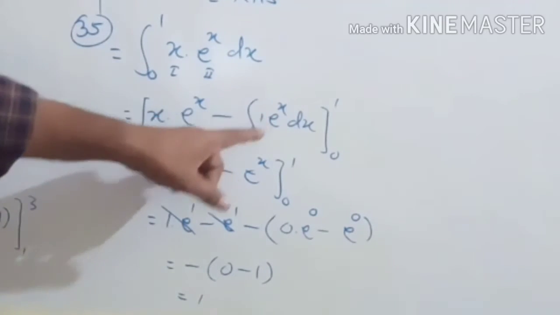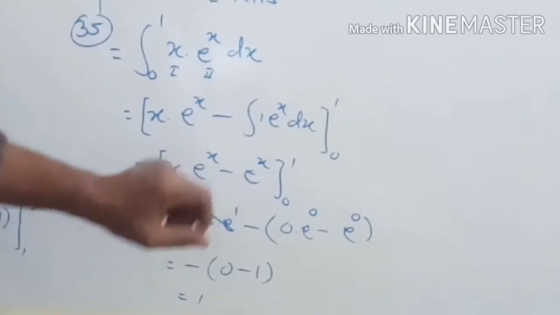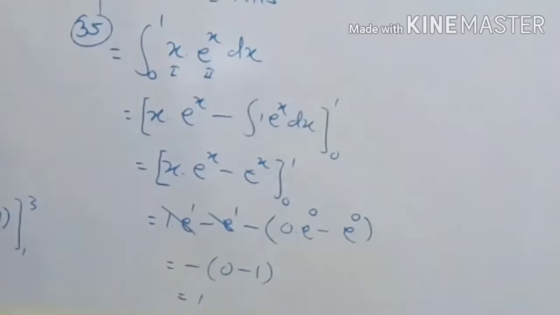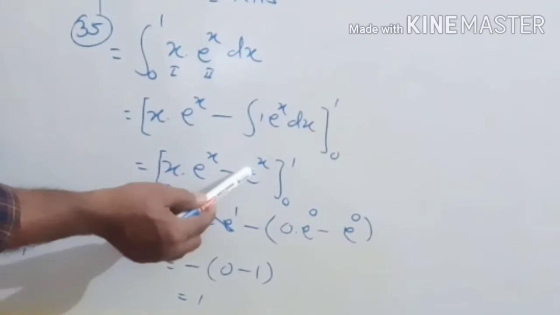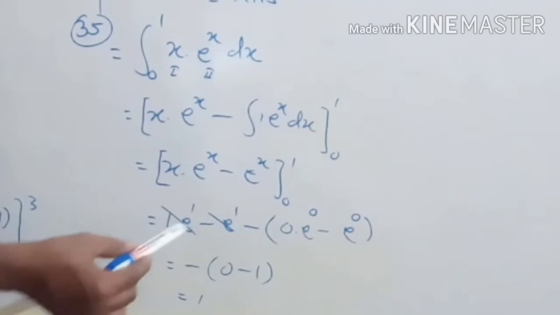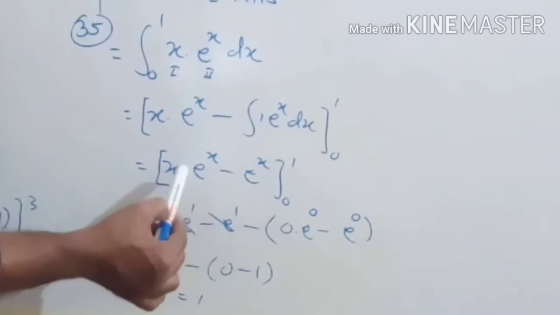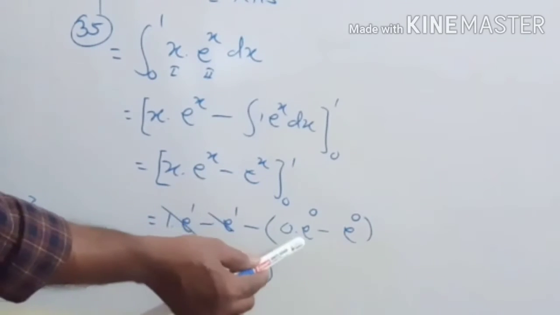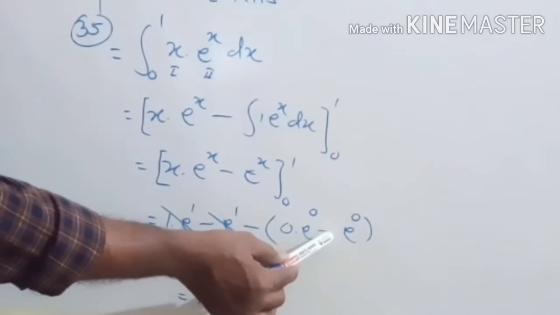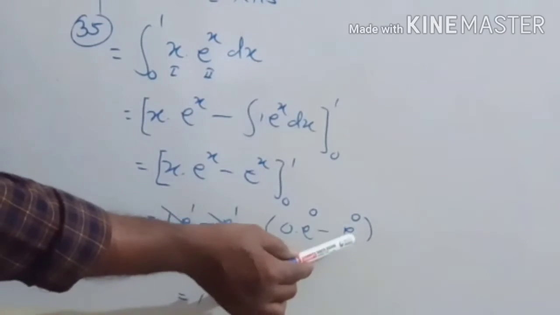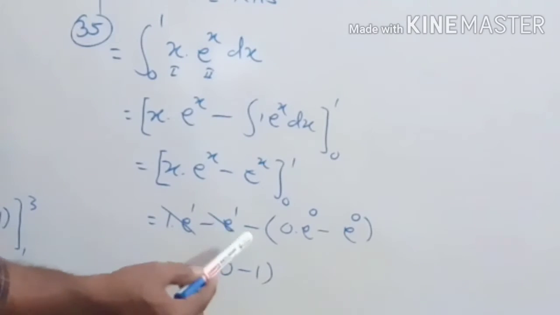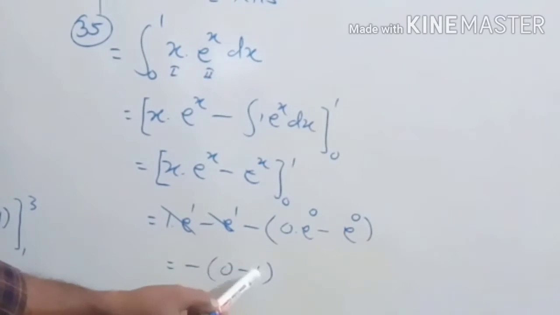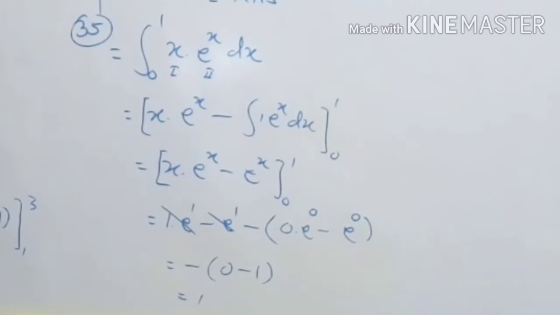Now integral of e to the power x, which is once again e to the power x. Now raise the limit. In place of x, write 1, so 1 into e to the power 1 minus e to the power 1, so both will be cancelled out, minus lower limit 0, so 0 into e to the power 0, which is only 0, and minus here write 0, and e to the power 0, which is 1, so this will be cancelled out, this is the minus sign, 0 and -1, so minus plus.